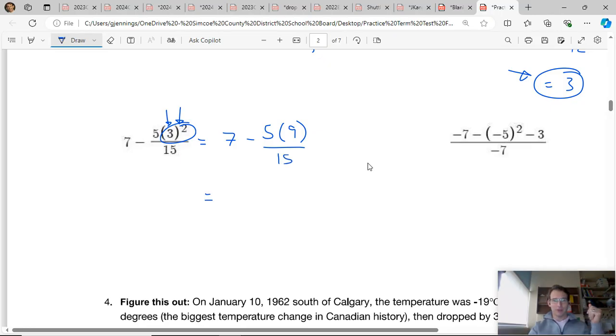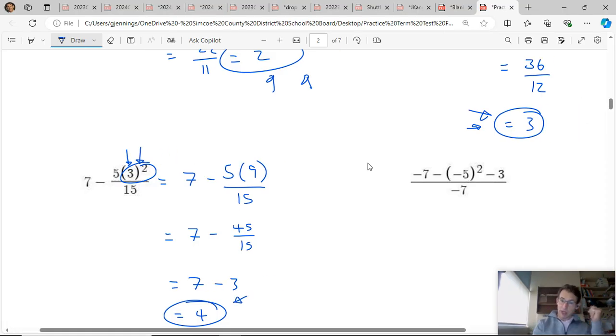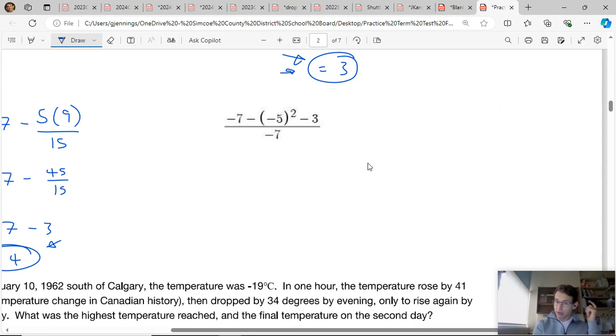Okay, so this is equal to 7 minus 5 times 9, 45, divided by 15. 45 divided by 15 is 3. 7 minus 3 is equal to 4. Gosh, I wonder what the next one's going to be. 2, 3, 4. If you've spotted a pattern, then you could continue the pattern. But we're going to work it out pretending we don't notice the pattern.